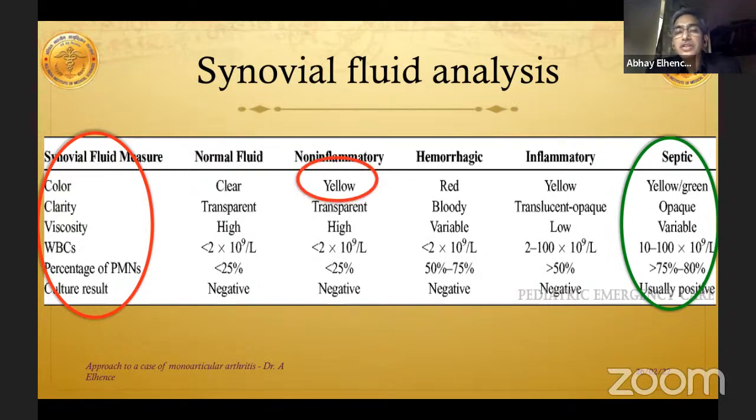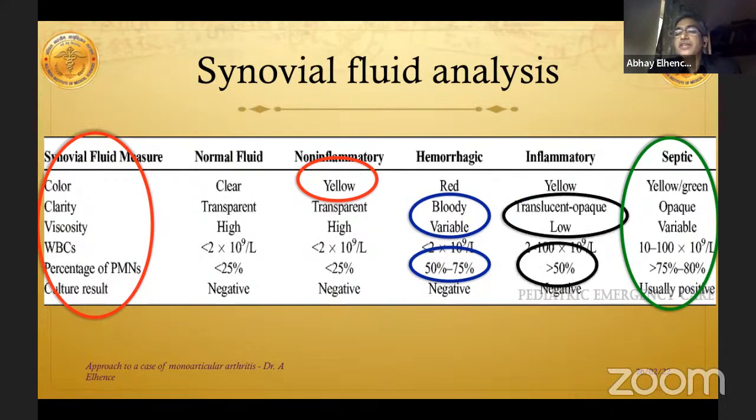In a non-inflammatory disorder, it's the color which changes, which may change from clear to yellow. In a hemorrhagic disorder, the clarity and the viscosity may become bloody or variable, and the percentage of polymorphonuclear cells varies from 50 to 75%. In an inflammatory disorder, the clarity and the viscosity again can vary from translucent to opaque, and the synovial fluid will have low viscosity. In addition, the percentage of polymorphonuclear cells can be more than 50%.